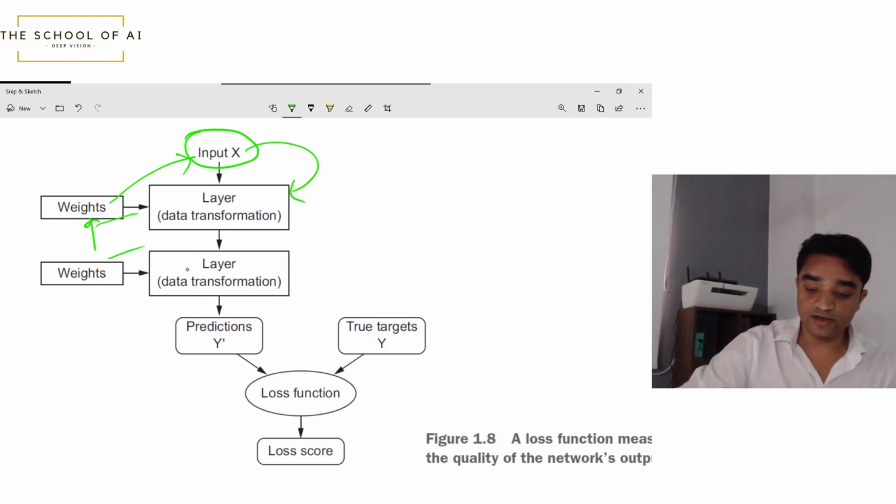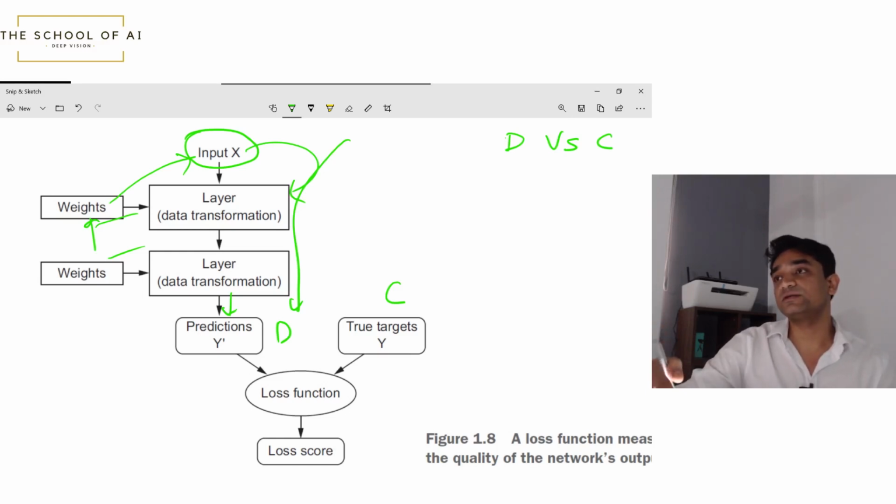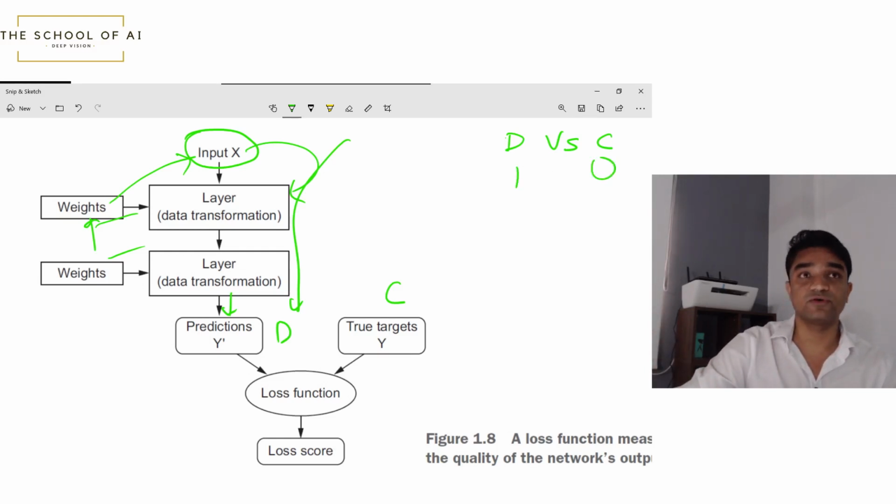So this is layer 1, layer 2, and finally we are predicting what we want to predict. Let's say we are doing simple cat versus dog. Now the image goes in, we say it's a dog, but the label actually was cat. Let's say we are using a single number only: 0 for cat and 1 for dog. That is what we wanted to predict.